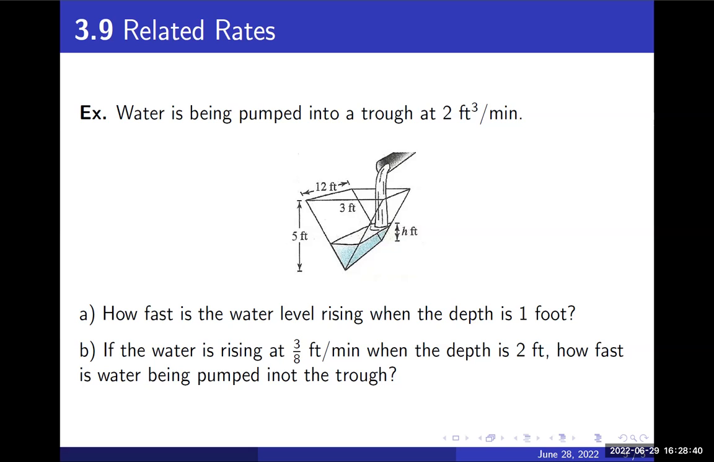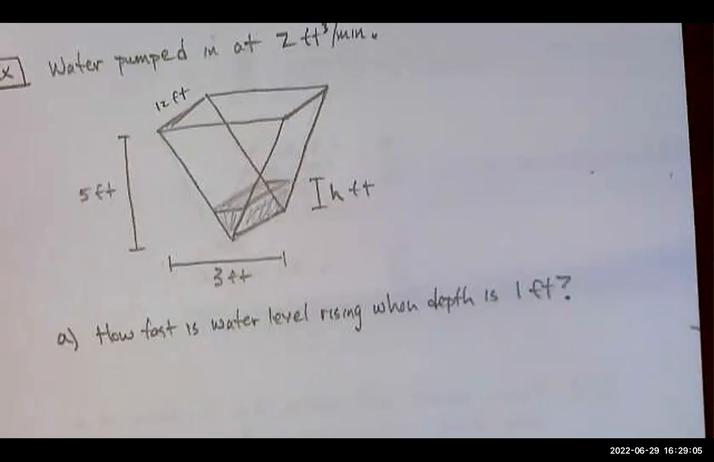Then part B, if the water is rising at 3/8 feet per minute, when the depth is 2 feet, how fast is water being pumped? I think that's supposed to say into the trough. Why not? Okay, let's check it out. Obviously, we'll do this one at a time. It's going to take us a long time to answer part A for something like this. So let's get to it.